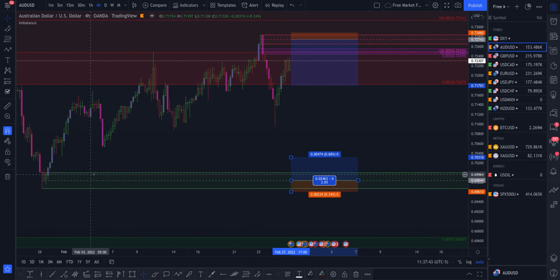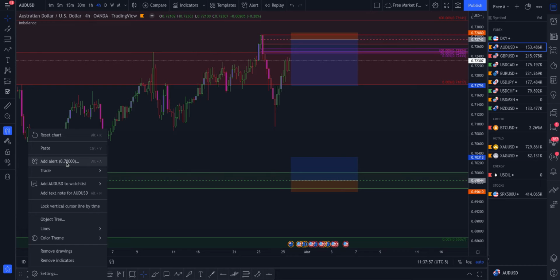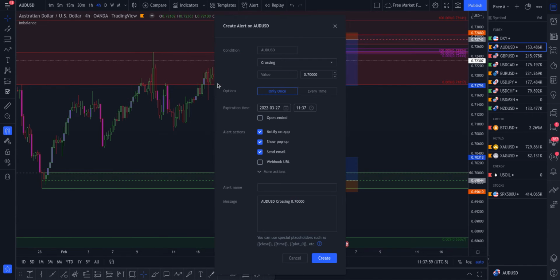I would put an alert once price comes and taps this proximal line. My alert will go off here. Let me show you exactly how I do it, because I'm not at my computer all the time. We don't want to do that all day. So I right click and I would do crossing down every time, just because I'm out and about, I may forget about the alert.